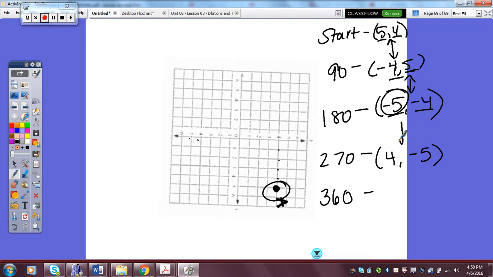Now I need to determine a relationship between 180 and 270. I flip x and y, and my x value becomes the opposite. All right, do one more. Go back to 360.